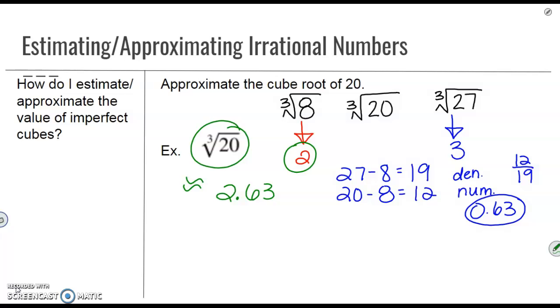We can see that this is correct because 20 is 7 units from 27. And there's a bigger difference between 8 and 20. Those are 12 units apart. So since 20 is closer to 27, that means that 2 and 63/100 is the closest approximation for the cube root of 20.